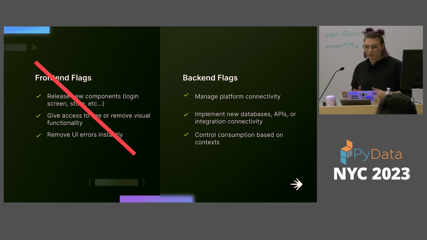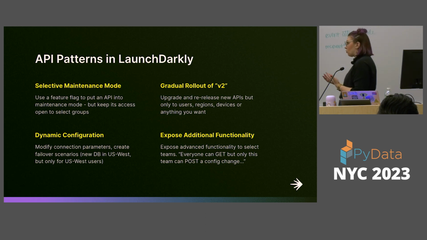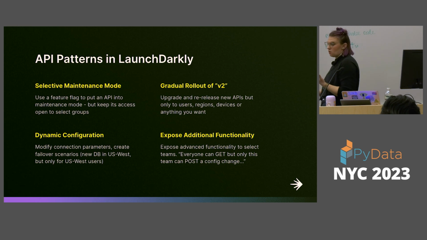A couple of different API patterns that are available for you. Selective maintenance mode, so if you're curious about launching feature flags or getting things going, one thing that you can always do is make sure that just different groups have access to it. So many times, in my experience having used LaunchDarkly first as a user before I joined the team, one of the things that was really nice is, hey, I want to launch a developer beta.